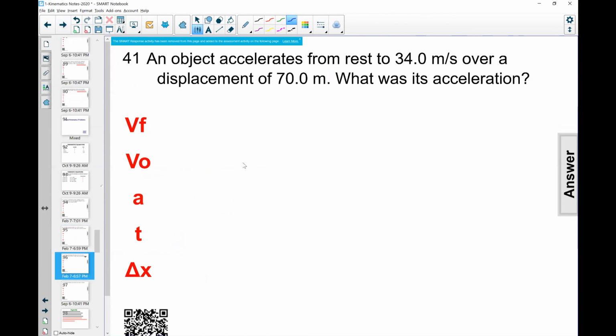So an object accelerates from rest to 34 meters per second over a displacement of 70 meters. What was its acceleration? So there's your list. Think through what equation might help you, solve it, and put your answer in the chat.